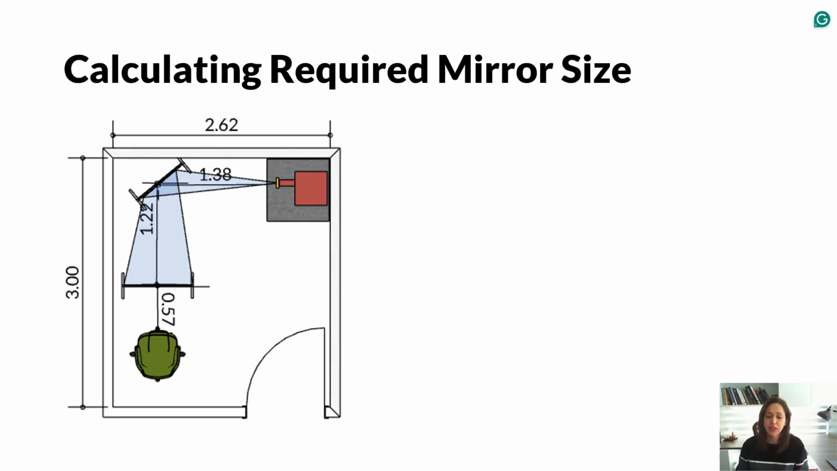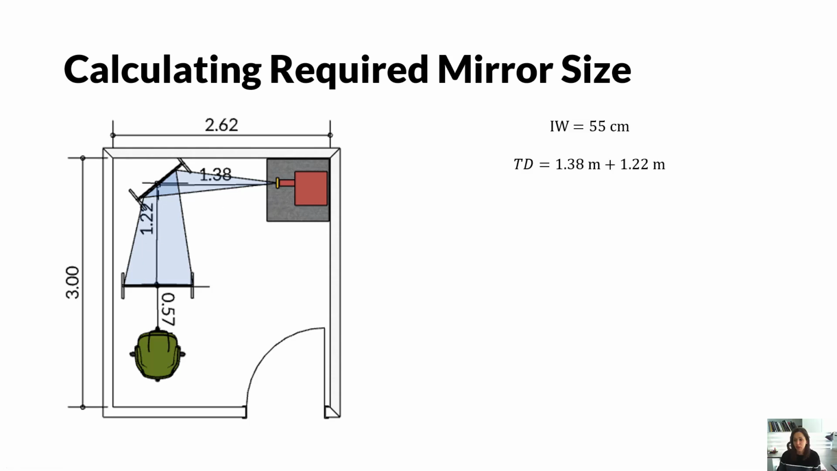Now, let's say we've decided to use a mirror. Before calculating our required mirror sizes, we need to find two measures. First, estimate the expected distance between the projector and the mirror, and two, confirm which lens we will be using in this setup. In this proposed location, we'll estimate that the mirror will be about 1.38 meters from the projector, and since the total throw distance is going to be about 2.6 meters, our required throw ratio is 4.7.